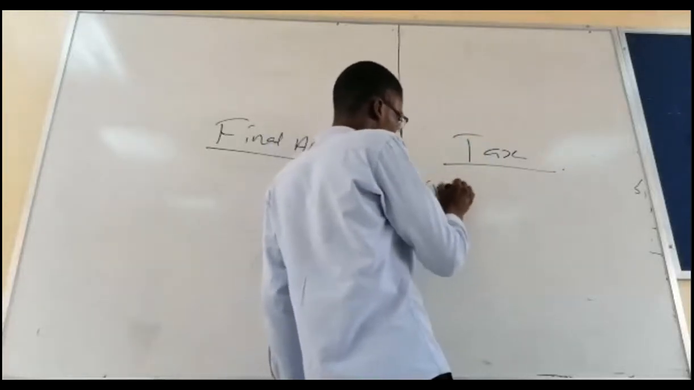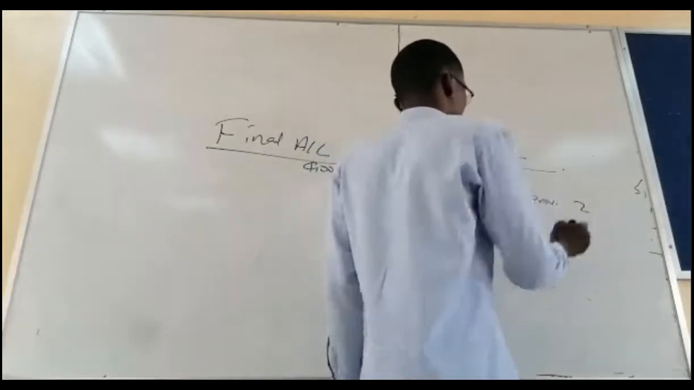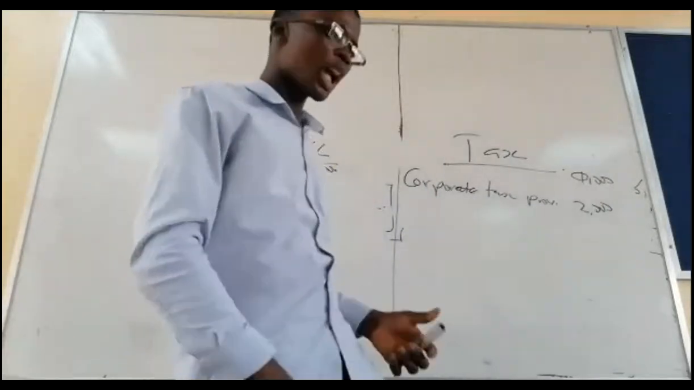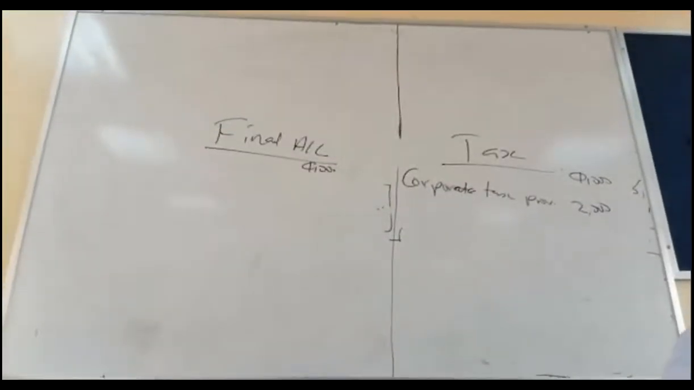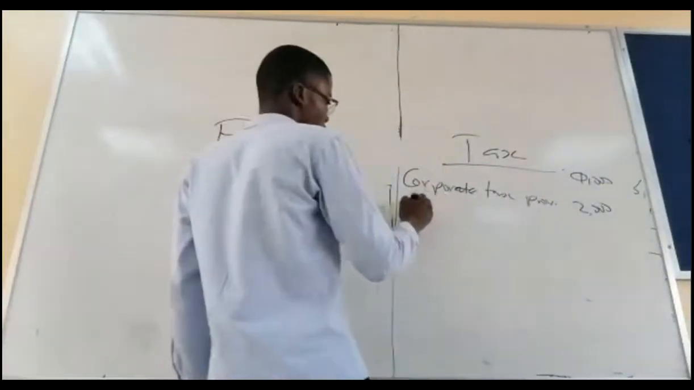No shortcut. Corporate tax provision, 3,000. I'll bring my list in here. I brought in currency. I'll go again. $2 million, but an amount of 2.5 has now been agreed as a final assessment for 2018 tax liability. I have to summarize that sentence. So which one should I put? Agreed as the final assessment. So I'll pick final assessment for 2018, 2.5. So right here, final assessment.